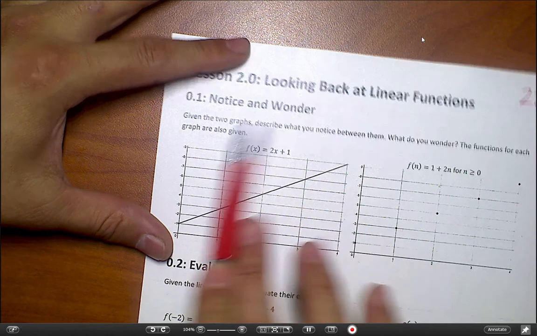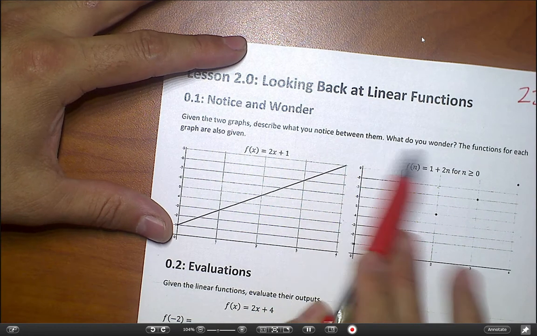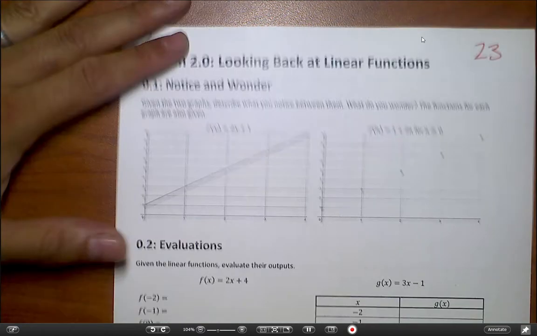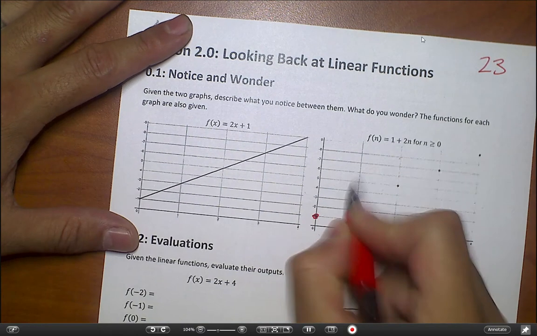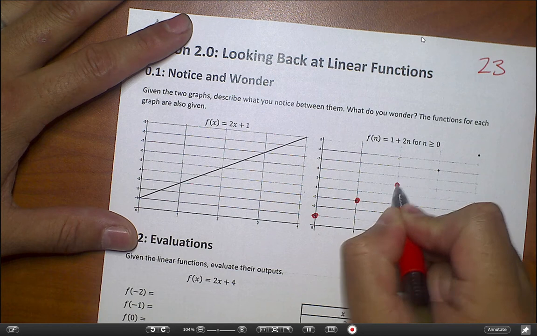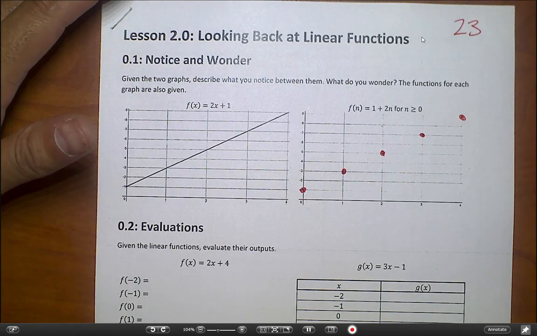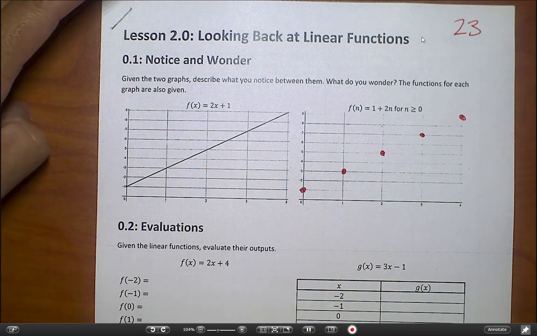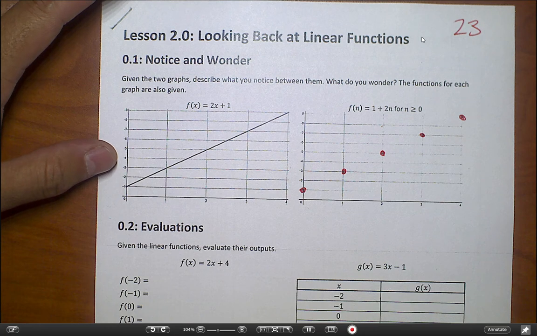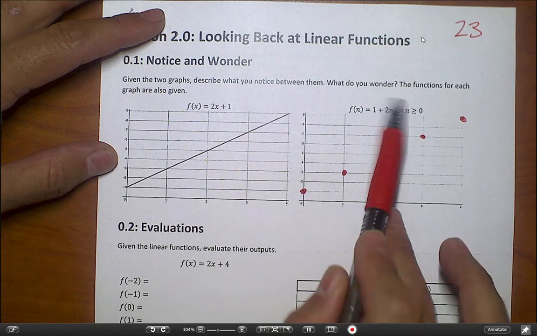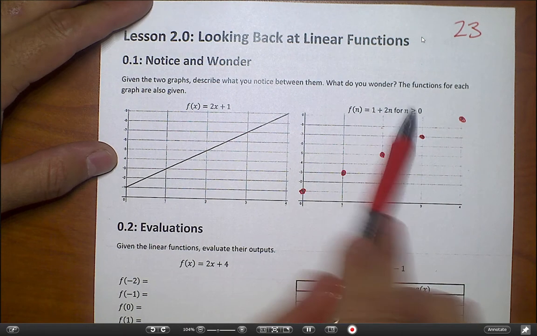All right, so let's go with this. Given two graphs, describe what you notice between these two, what you wonder. The functions for each graph are also given. I don't know if you guys can see it, but it's kind of there. What's different about these two things? They're basically the same thing, but these are n's and these are x's.